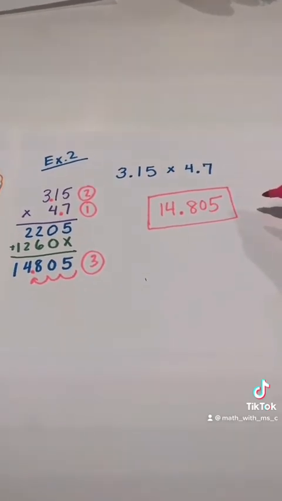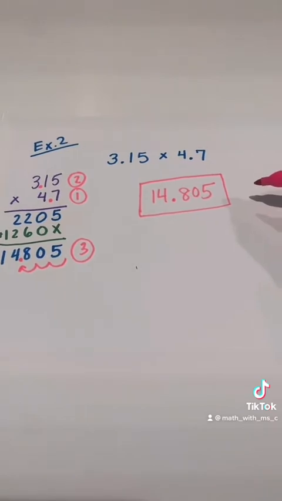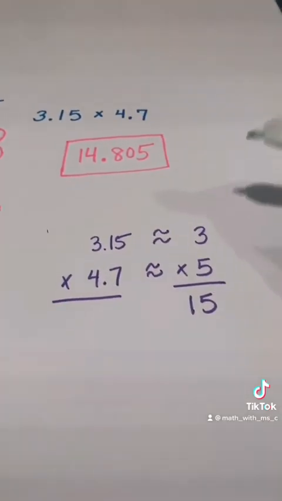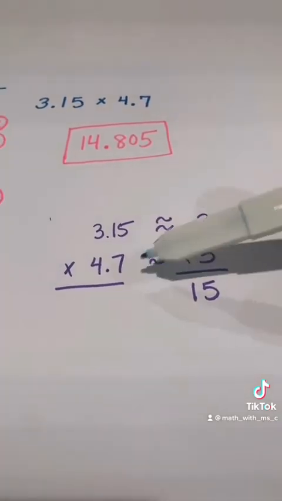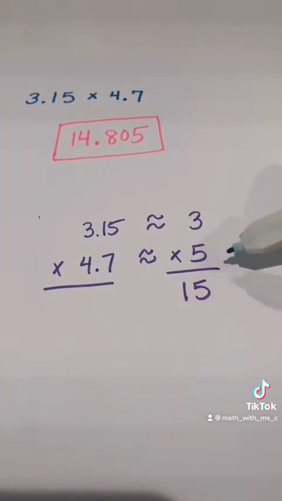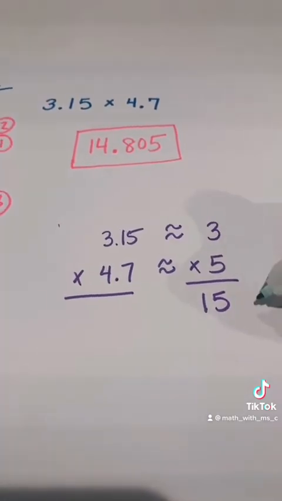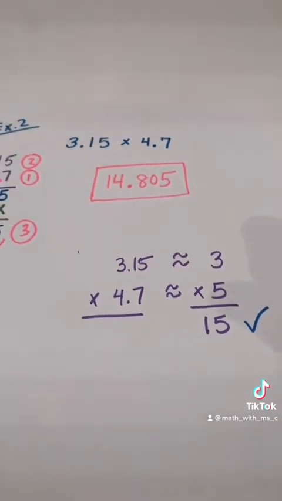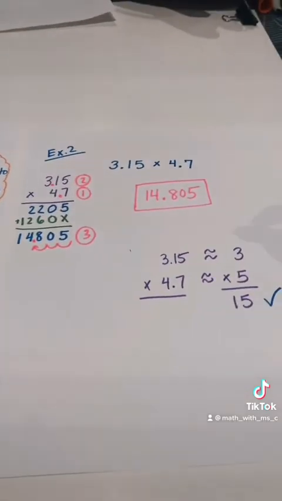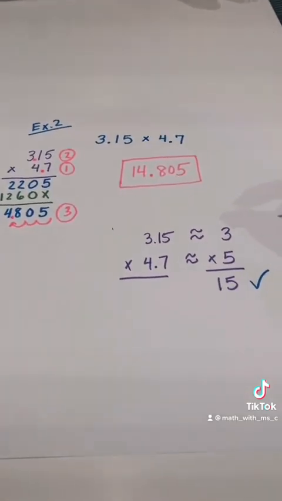I can always estimate my answer to see if it's reasonable. So if I want to estimate my answer, I round 3.15 to about 3. 4.7 is about 5. 3 times 5 is 15. So if I look, my answer is reasonable. So that's how you could multiply decimals. Try this again if you want, or try problems in your book.